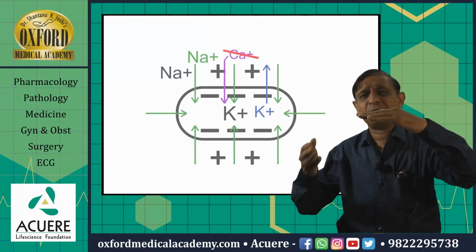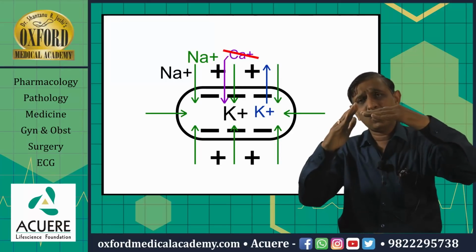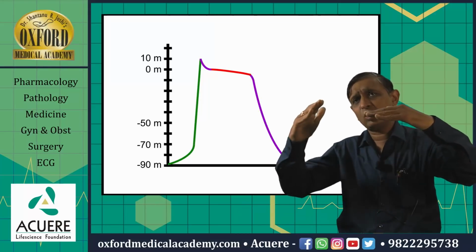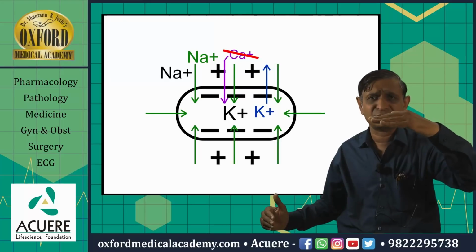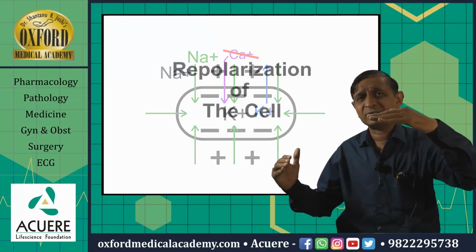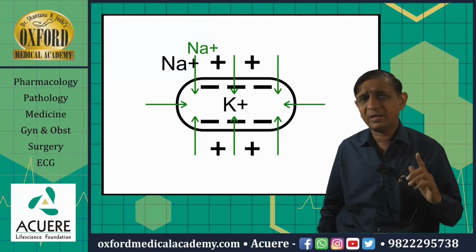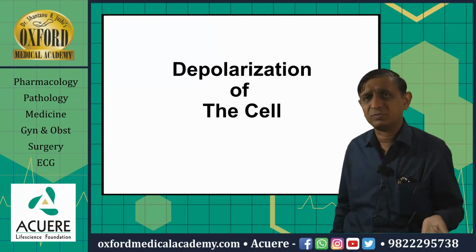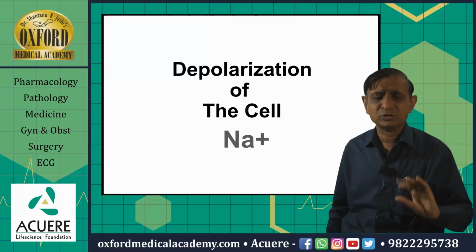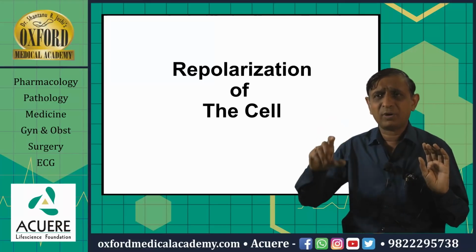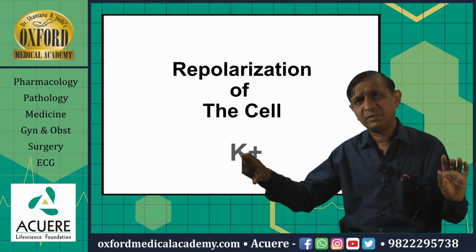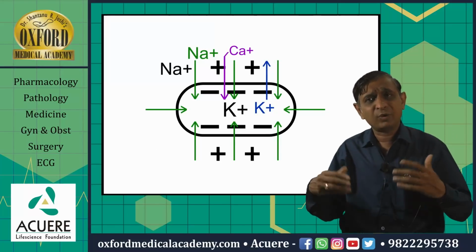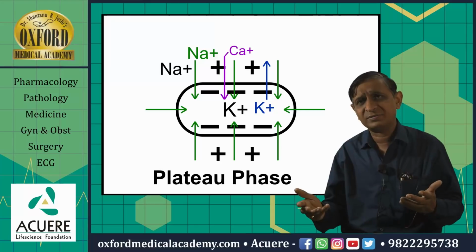After some time, the entry of calcium inside the cell stops and only potassium goes out. And from that 0, it will come down to minus 90. 0 to minus 90 is an event related with potassium, and that potassium is related with repolarization of the cell. When the cell was electrically negative, sodium makes it electrically positive. This is depolarization of the cell. Depolarization of the cell is a sodium dependent event. Repolarization of the cell is a potassium dependent event. And a plateau phase is maintained by outgoing of potassium and incoming of calcium. You can say that the calcium ion is responsible for the plateau phase.